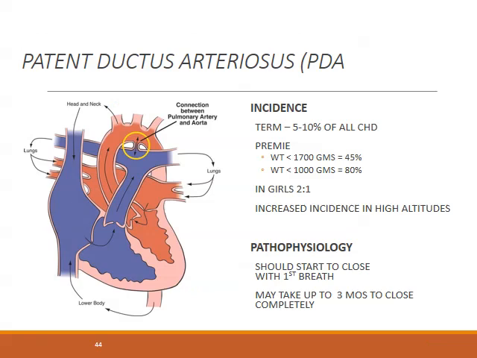We're going to talk about patent ductus arteriosus, or PDA. Incidence is about 5 to 10% of all children. In a preemie with weight less than 1,700 grams, it is 45%. If they're less than 1,000 grams, it'll be 80%. It's usually in girls, 2 to 1, and there is increased incidence with high altitudes.